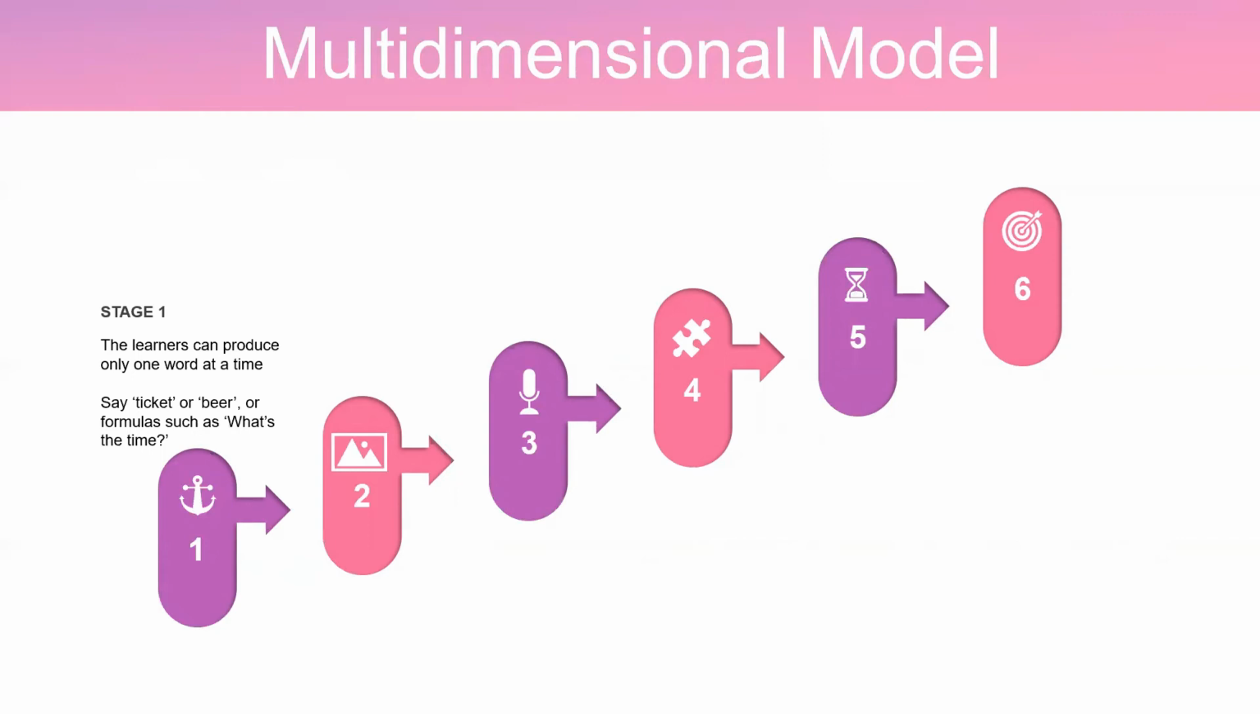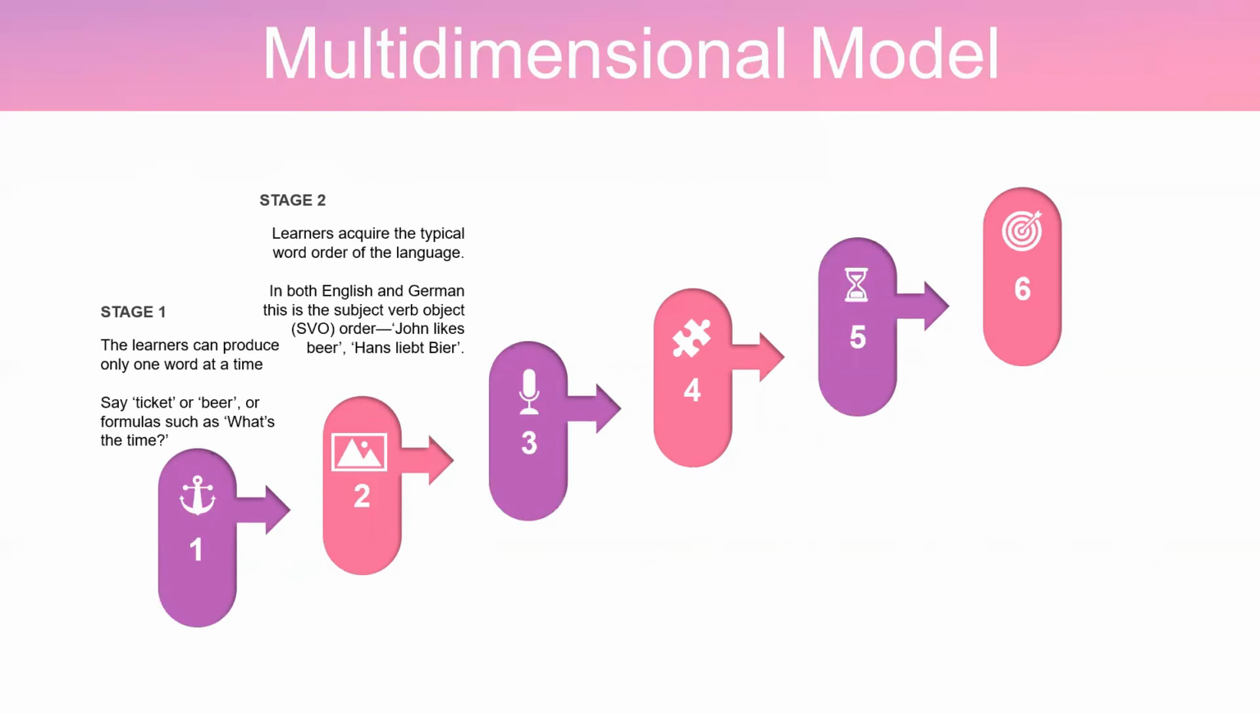Stage 1. Learners can produce only one sound or one word at a time, say ticket or beer, or formulas such as what's the time. At this stage, the learners know content words but have no idea of grammatical structure. The words come out in a stream without being put in phrases and without grammatical morphemes.